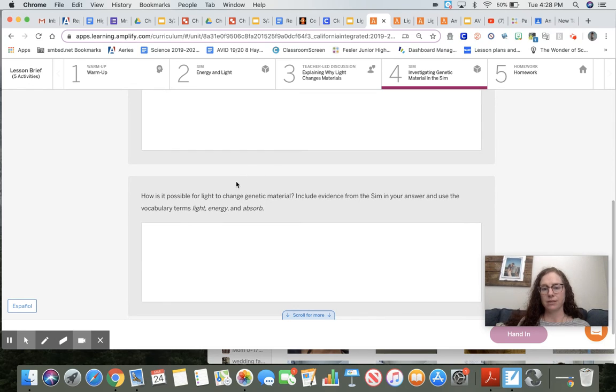The second box is where we're going to have to put a little thinking in. It says, how is it possible for light to change genetic material? Include evidence from the sim in your answer and use the vocabulary terms light, energy, and absorb. So I'm going to give you a little hint. The key thing is that we've seen a change. So what does that mean has had to happen?